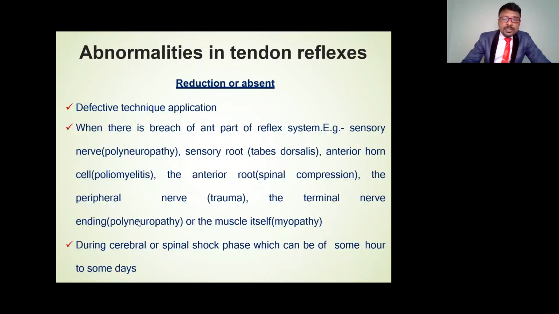So the reflexes are going to be absent in case of any nerve injury or neuropathy, any peripheral nerve injury, any myopathy diseases, or during cerebral or spinal shock. In case of shock and also neurological disorders, these reflexes are going to be absent or maybe hypoactive.